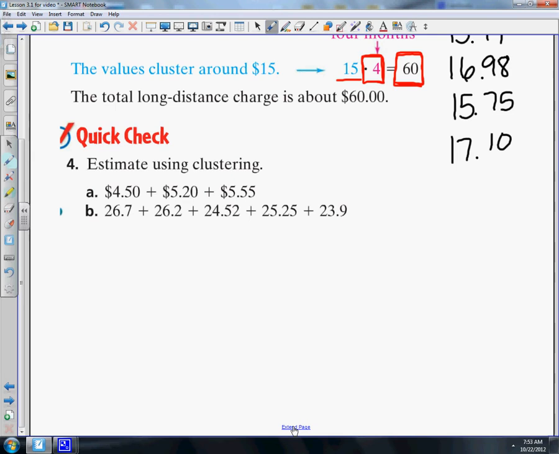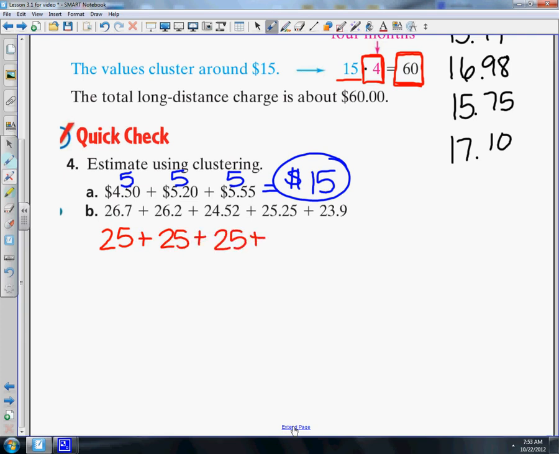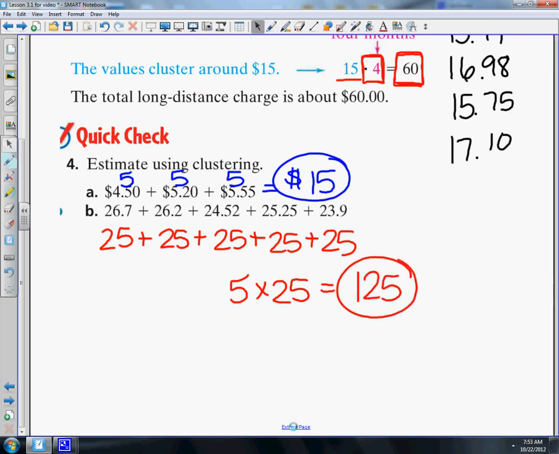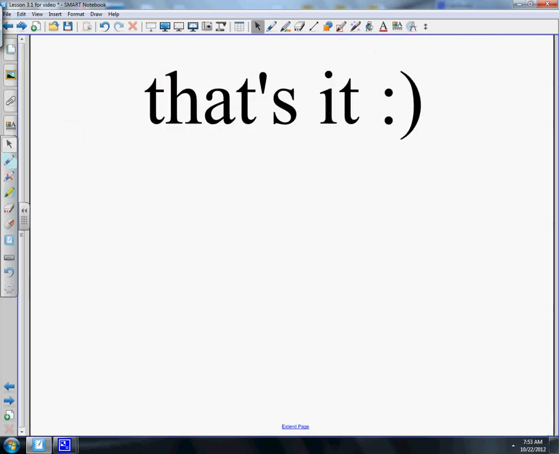All right, so A is just, these all are about 5, 5, 5. So it's about $15 total. This next line, I would estimate it at 25 plus 25 plus 25 plus 25 plus 25. So that's 1, 2, 3, 4, 5 times 25, which is 125. This is clustering. You're taking everything and you're kind of clustering it together. All right, so that's it for your notes.